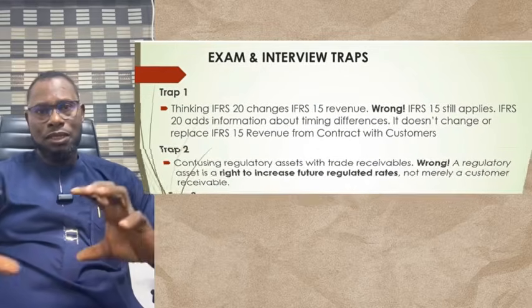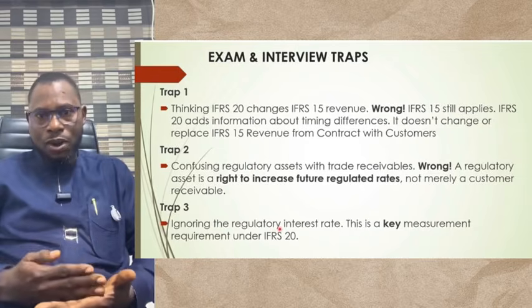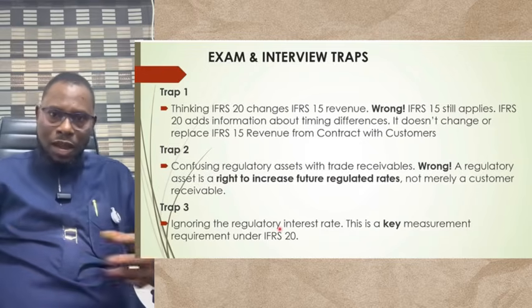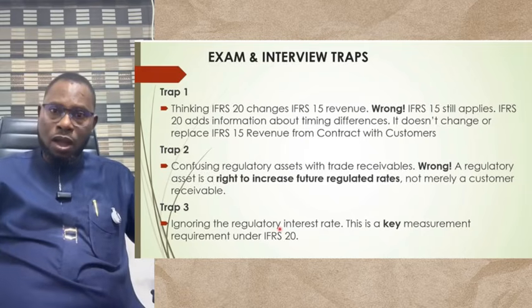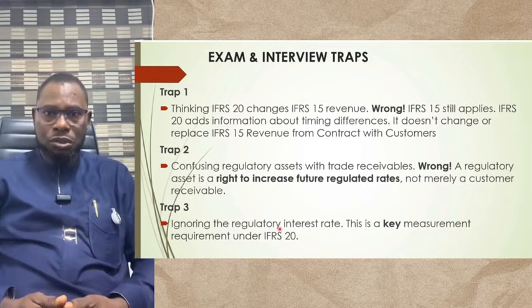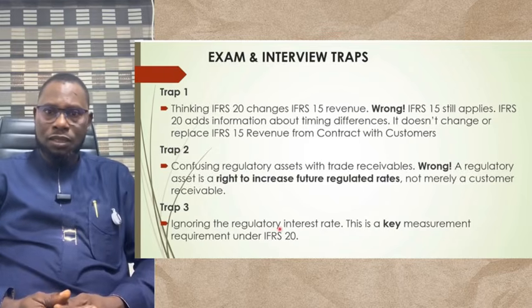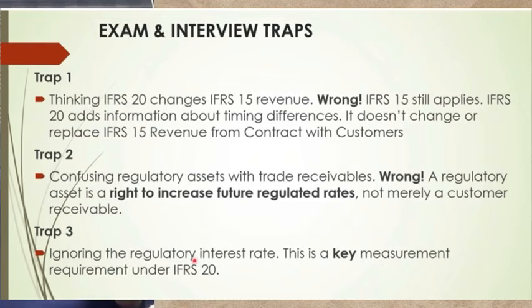Now let's look at some possible exam or interview areas. If you're going to write ICAN or ACCA, CPA, CMA, any of these professional accounting examinations, or you are going for an accounting interview, you may receive some of these questions. So let's look at one or two traps that the examiner or interviewer can set for you. Trap number one: thinking IFRS 20 changes IFRS 15 revenue. That is what some people think.